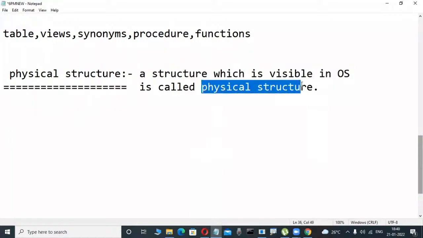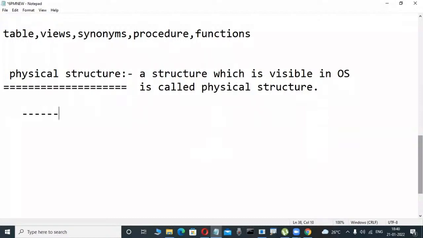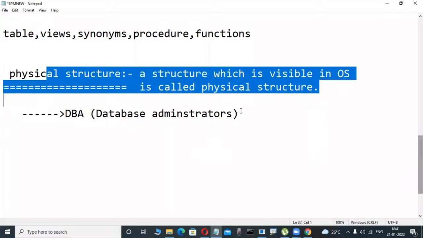But the physical structure, are you working on it, am I working on it? No. Some different type of persons are working on it. Who? The DBA, database administrator. Actually, on the project side, there is a database administrator, some other type of persons in a database. Those database administrators only work on the physical structure.